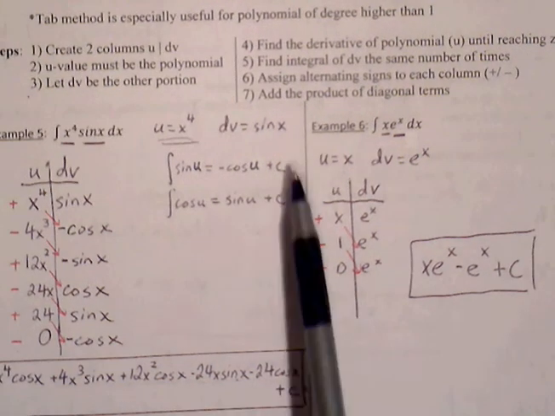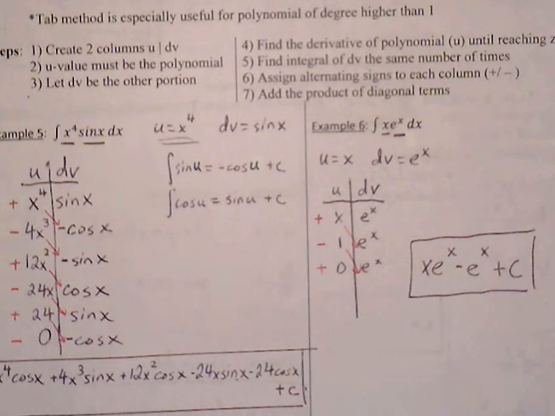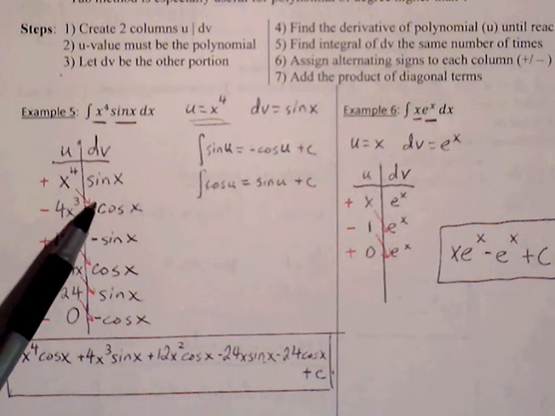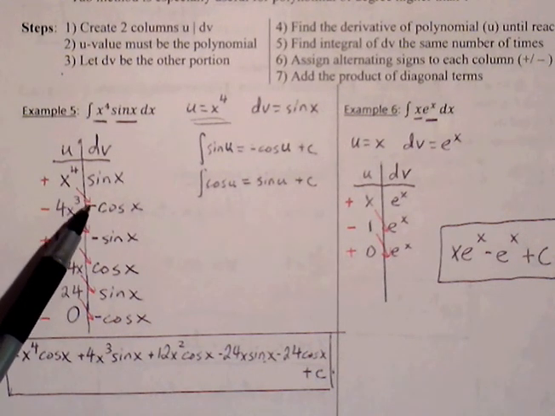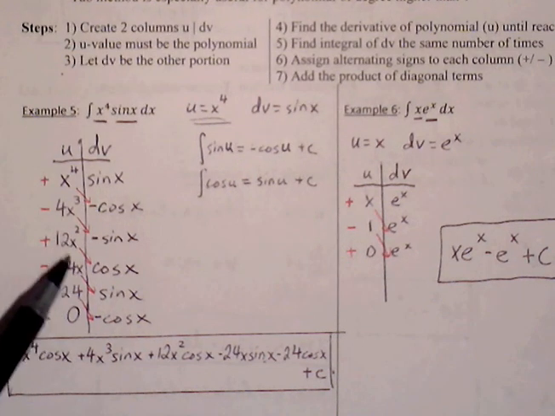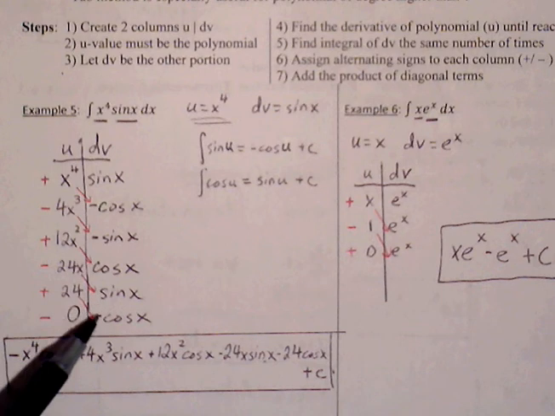Okay. And finally, we're going to add the product of diagonal terms. So we're going to start with the upper left, and we're going to draw a diagonal arrow to the term in the other column. So we're just going to go diagonal down, and this just shows us which pairs we're going to multiply together. Okay.